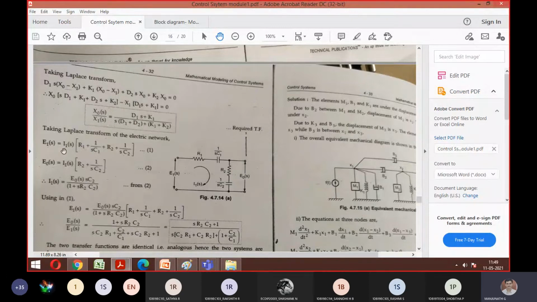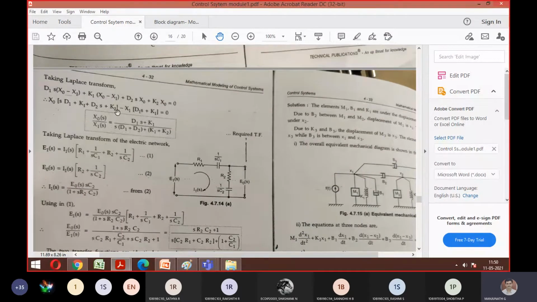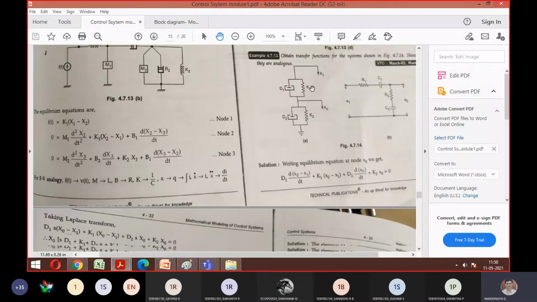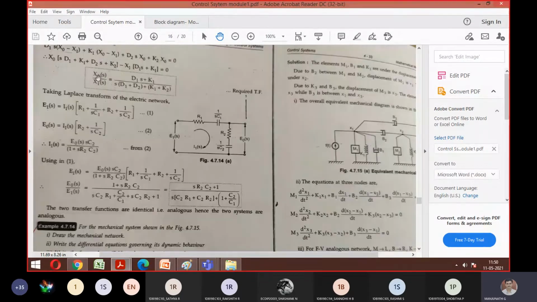So voltage is equal to current into resistor. So current is I1 of S. So resistors are R1 plus 1 by SC1 plus R2 plus 1 by SC2. Okay? So similarly, I want output. I hope you got why we are choosing X0 as output now, because in the diagram they have given E1 and E0. So the same way we followed here also. That's why we have taken X0.